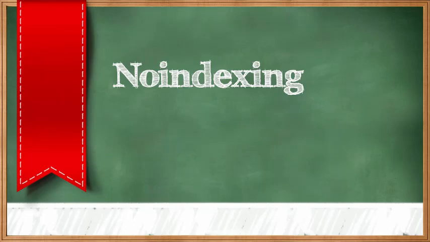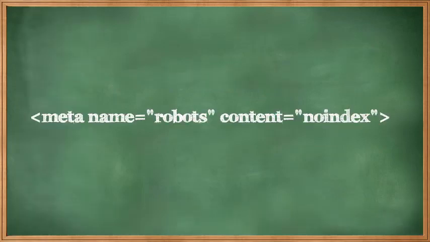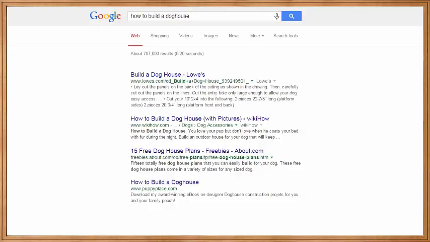Now let's talk about no indexing. No indexing got a bit more attention in recent years following the big Google algorithm updates. So what is no indexing? The value no index appears in the robots meta tag. It's just this little snippet of code that you put in your web page header if you don't want the page to appear in Google's search results.